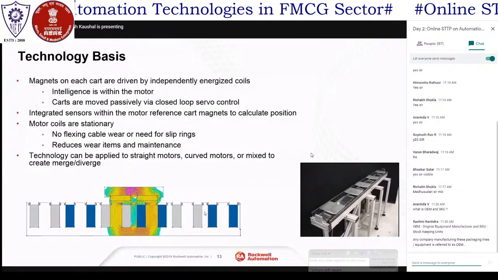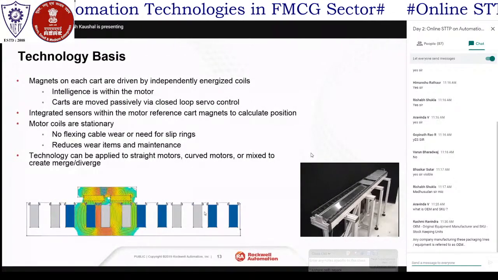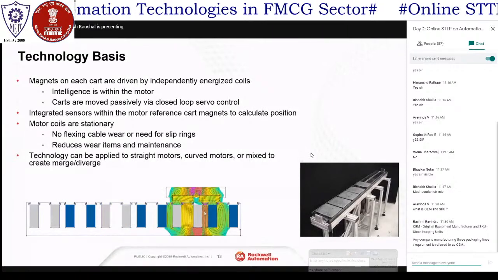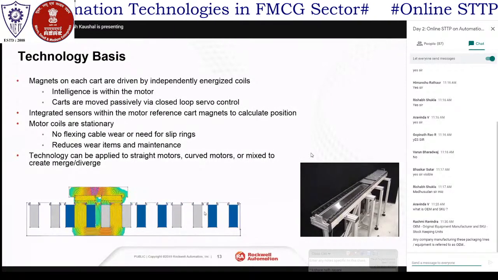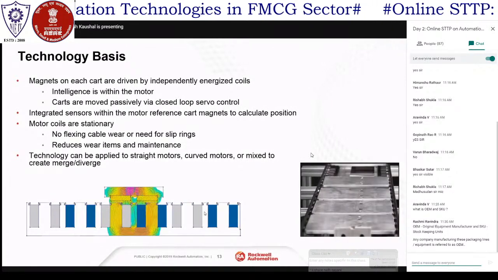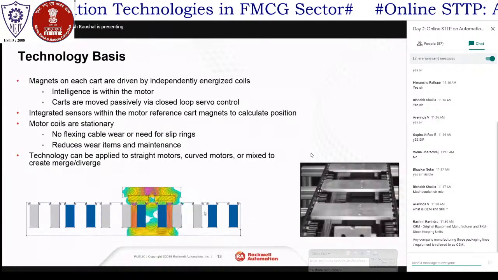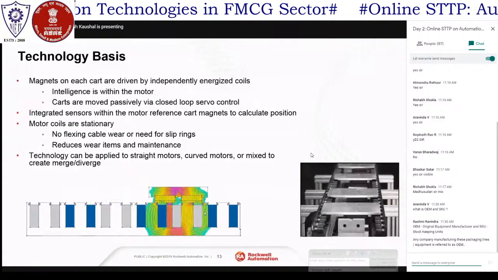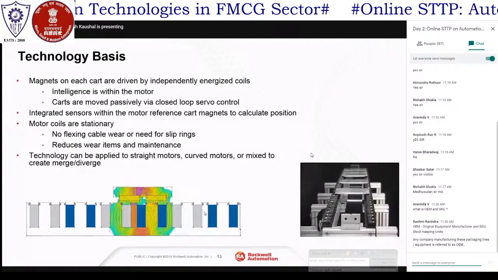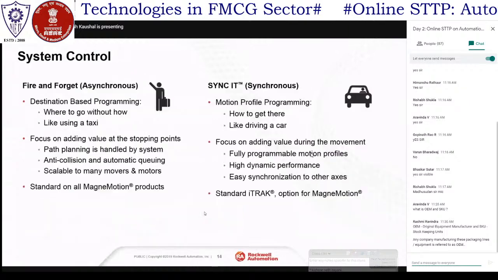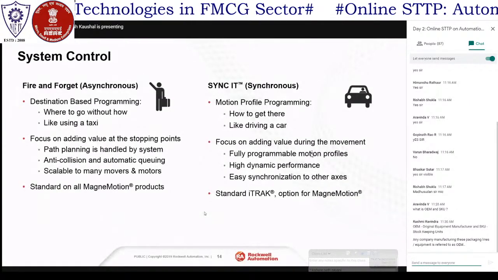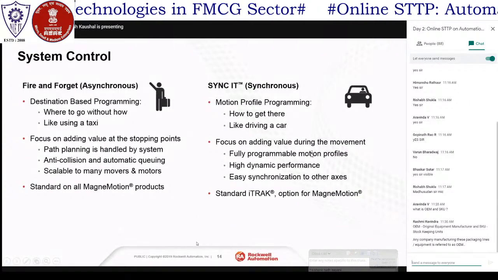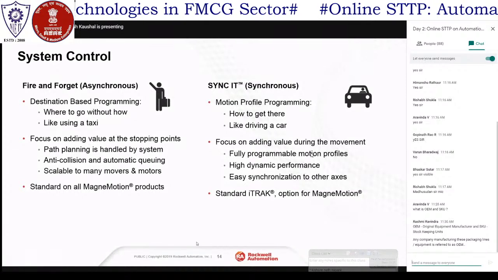It highly reduces wear and tear in the system. And this technology can be applied in terms of straight sections, curved sections, and they could also be mixed to create merge and diverge functionalities. Right? What you see on the right-hand side is a real system demonstration moving in real time. Right? From a system control perspective, there are a variety of technologies.